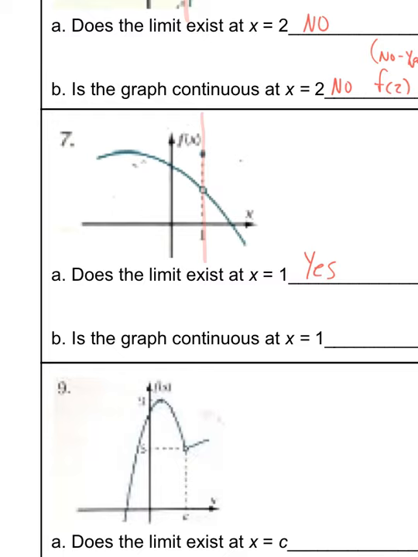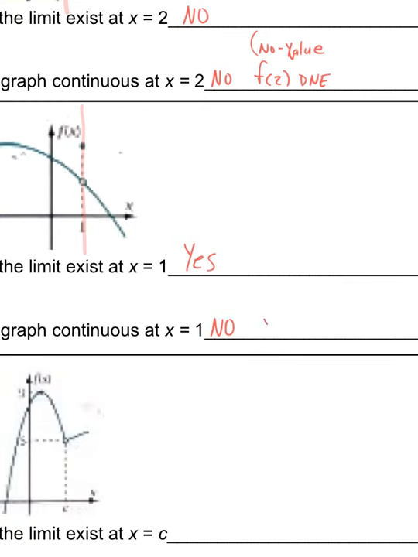Is the graph continuous at 1? Well, let's go through the steps. There is a y value. There's a point right here. There is a limit. So there is step 2, but they are not the same. The y value is up here. The limit is here. So we would say it is not continuous, and we would say that the y value, f of 1, does not equal the limit as x approaches 1 of our function. So that is step number 3 that fails.